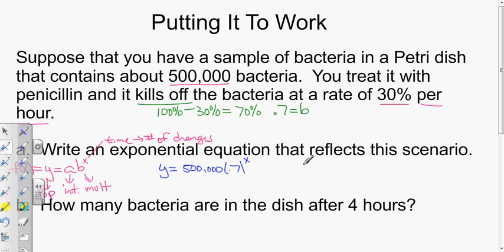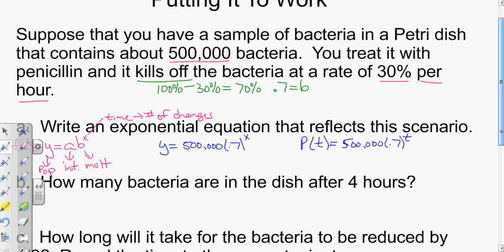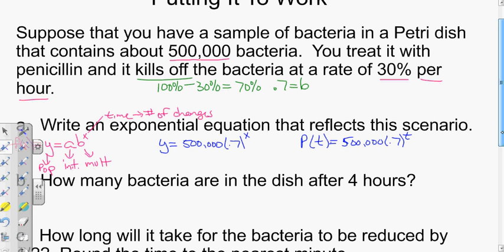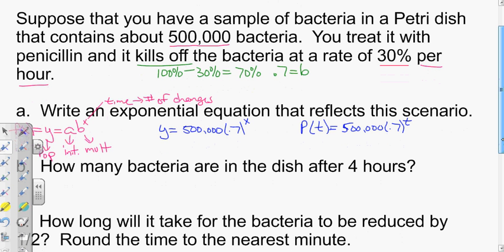A little more appropriate, a little more mature, would be to use function notation that says the population at a certain time, measured in hours, is equal to 500,000 times the multiplier of 0.7 to the t, as long as t is a time that is in hours. Both of these are completely legitimate. I prefer the function notation one because it has a little more context using the notations of the population depending on the time, and it's just a little better.